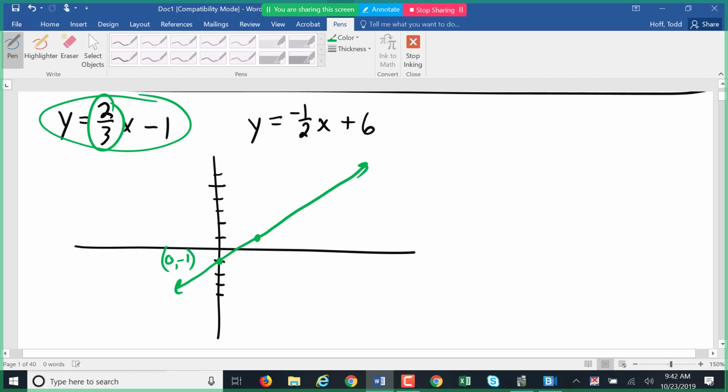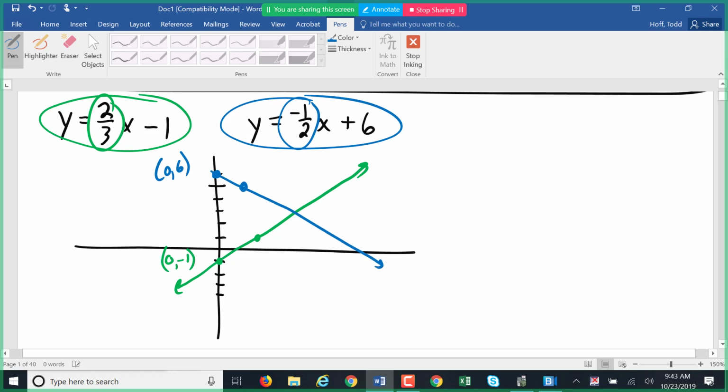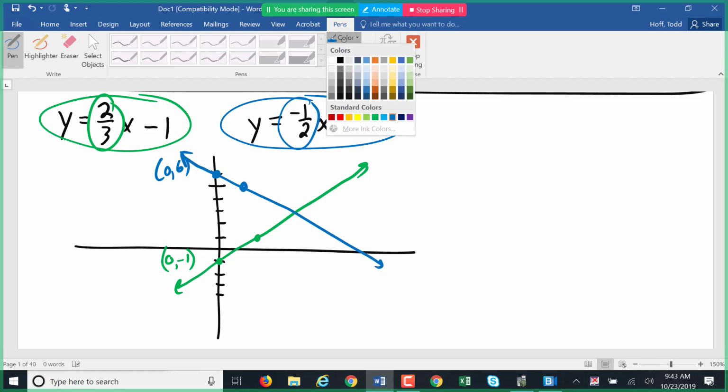That's where our line goes. The second one here, y equals negative 1/2 x plus 6. So that starts up here at 6. Technically the point (0, 6) is the y-intercept. The negative 1/2 slope, the negative means we go down and then over. We go down 1 over 2 to get our second point. And that line goes through those 2 points.